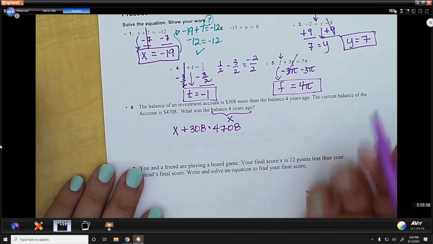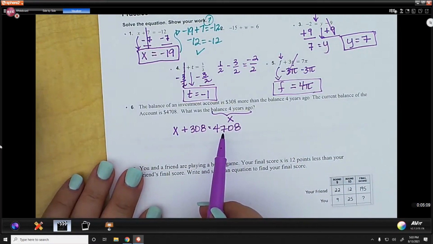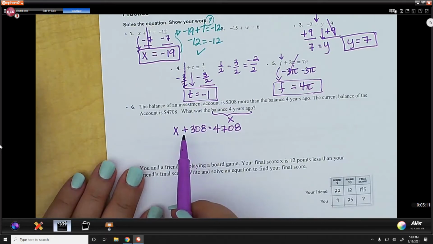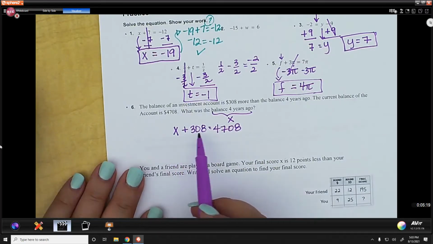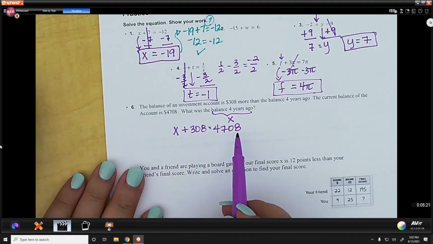That's the idea. So the balance now is $308 more than whatever it was 4 years ago, which is our unknown value. So we didn't have as much money before. We started off with some amount, we're increasing it by 308, and then that'll give us our new amount. So there's our equation right there.